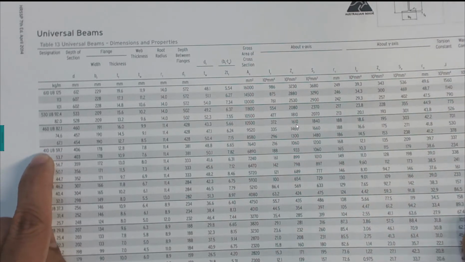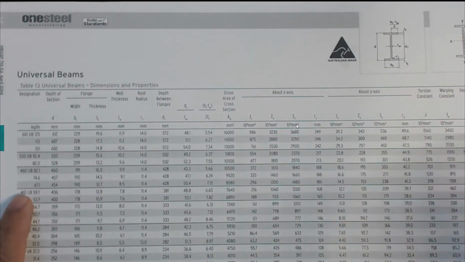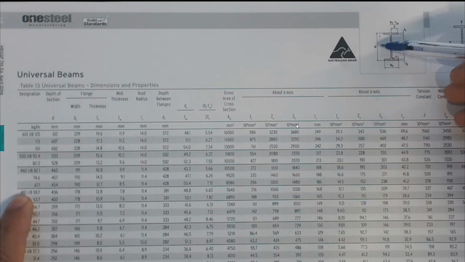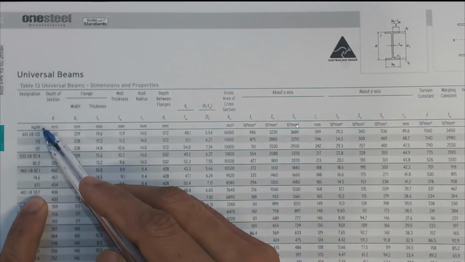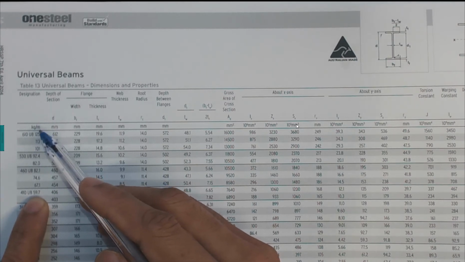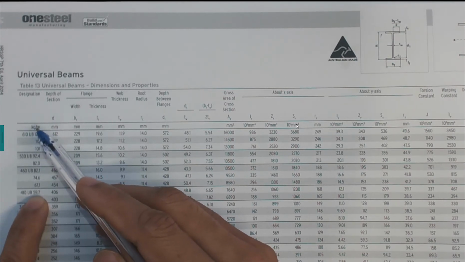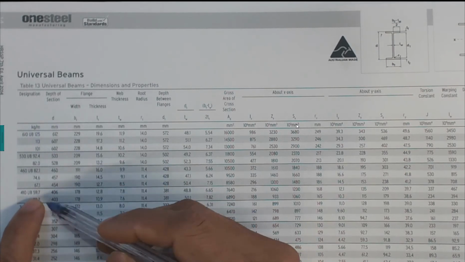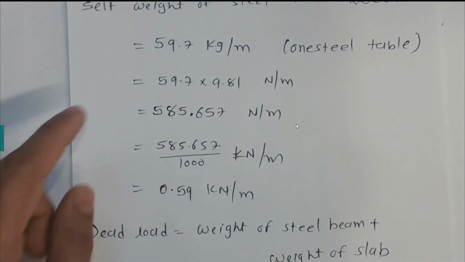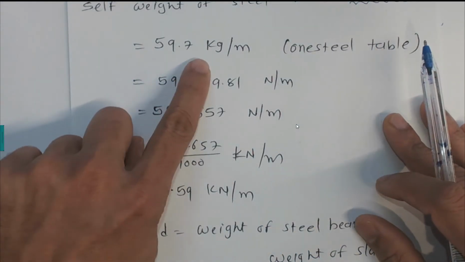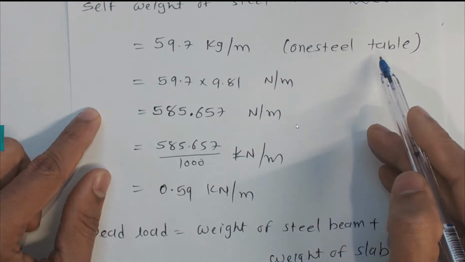Now this 410 is this D, so that tells us the depth of this universal beam. The UB stands for universal beam, and 59.7 is important here. 59.7 is the weight of the steel beam. So if you take 1 meter of steel beam, it weighs 59.7 kilograms per meter. So this is the value we're going to take, 59.7 kg per meter, and that is coming from the OneSteel table.